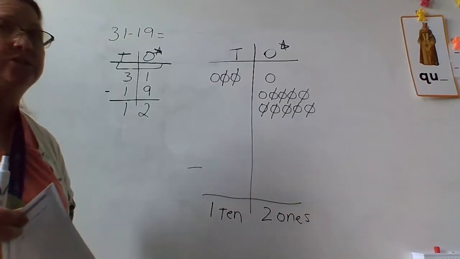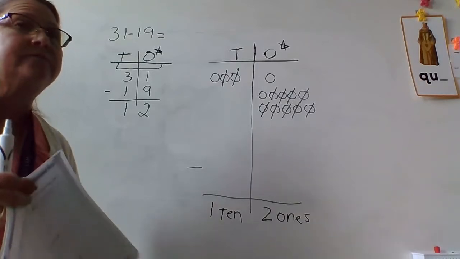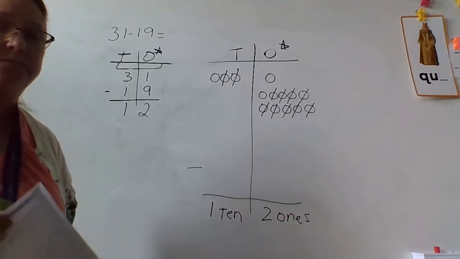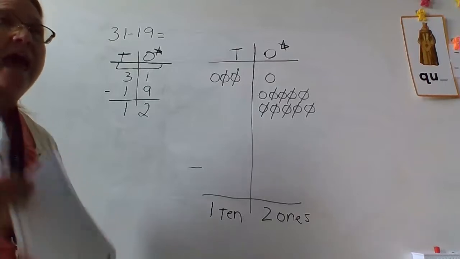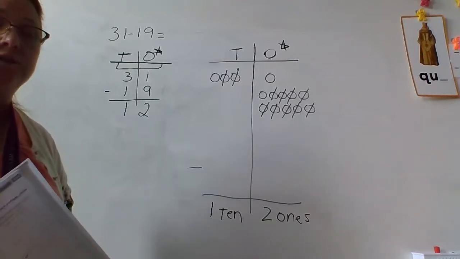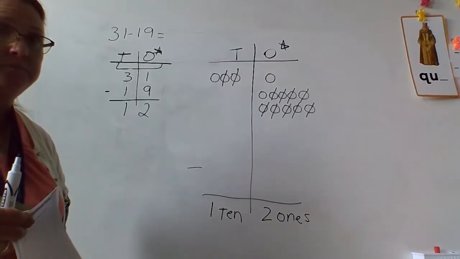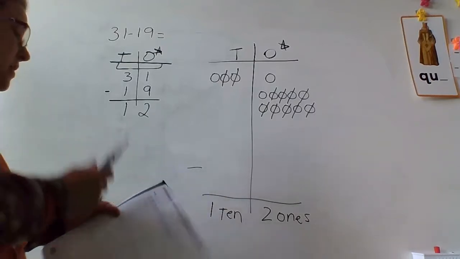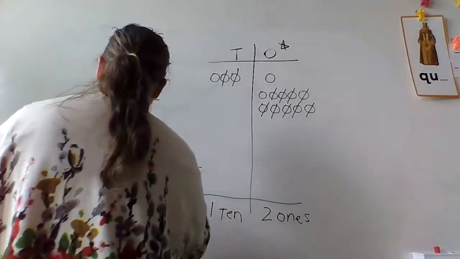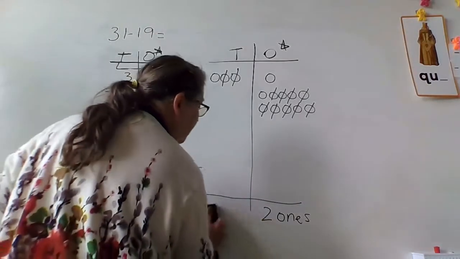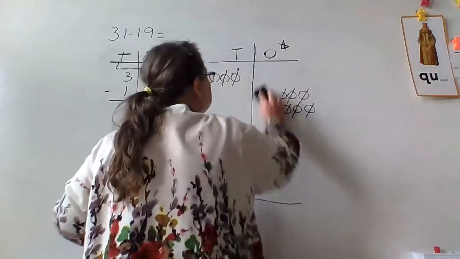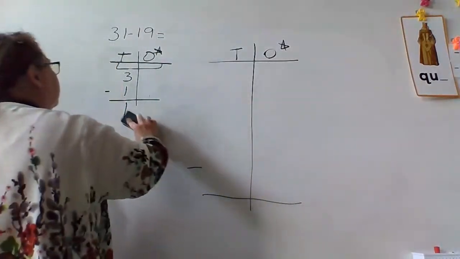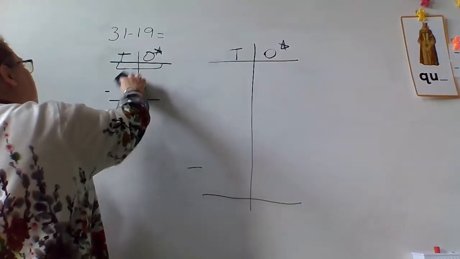So say that to yourself in your brain. I have to do the ones first to get the correct answer. I have to do the ones first to get the correct answer. Okay? We learned that this morning. Okay, good. Well, I want you to do B, and then we're going to check it. So I want you to work on letter B by yourself. Okay?